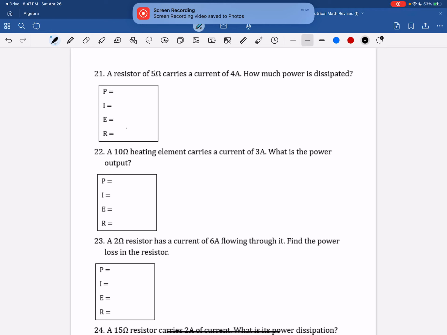A resistor of 5 ohms carries a current of 4 amps. How much power is dissipated? So this time I need P, I, and R. I don't have a formula that relates those, so I'm going to have to do a little more work. This is where the ohms wheel would be very, very handy.